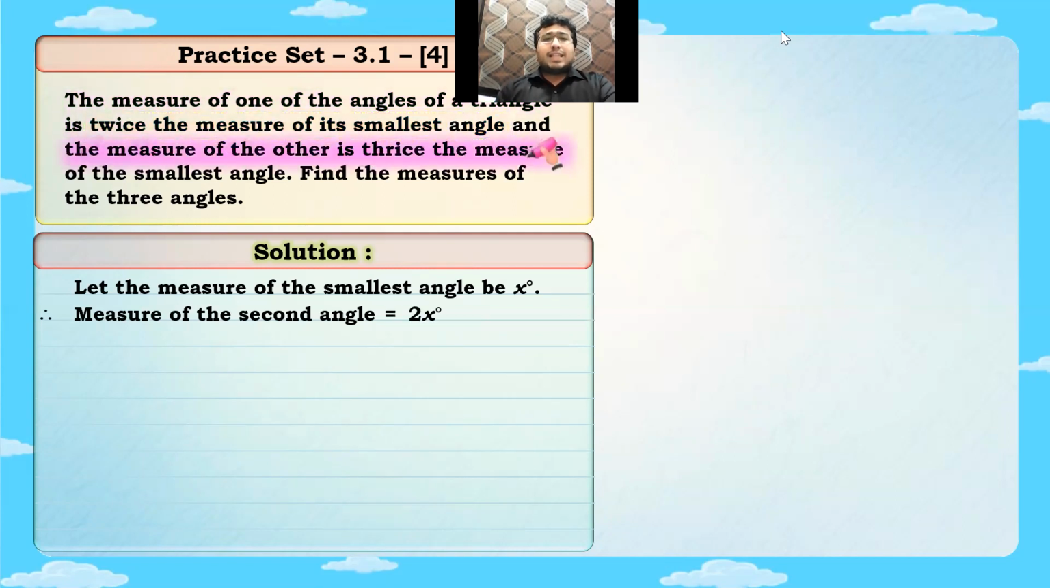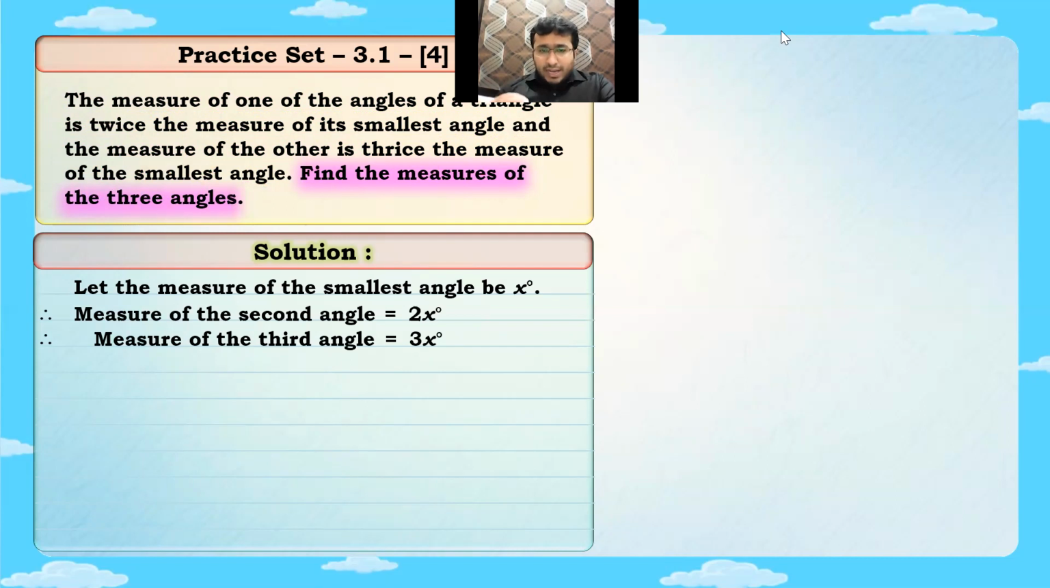Okay. And the measure of the third angle is thrice the smallest angle. Now students, what do you mean by thrice? It is 3 into. 3 into what? Smallest angle. So 3 into x. So the measure of the third angle is 3 into x, which is 3x. Okay. Find the measure of the angles of a triangle.